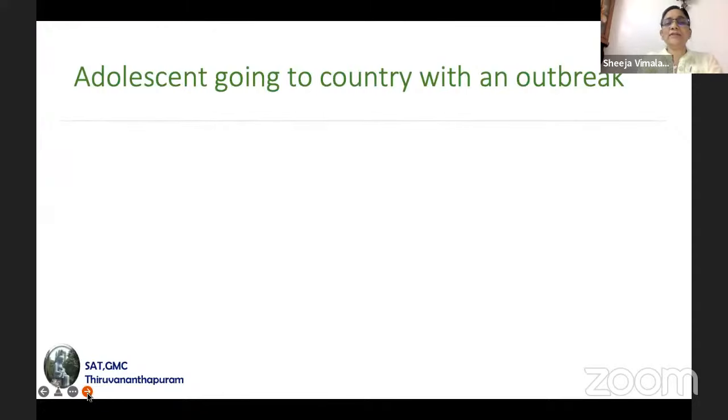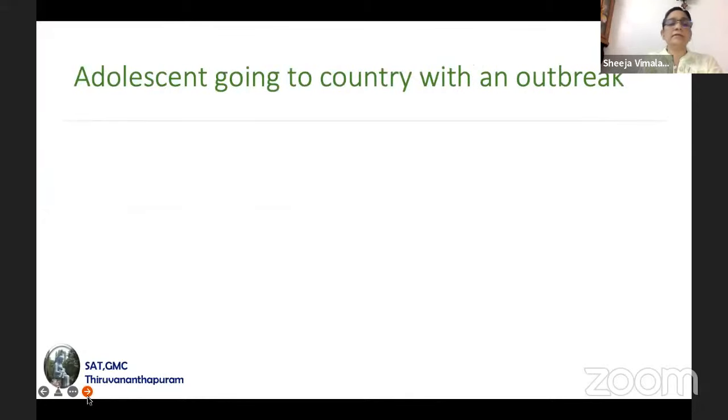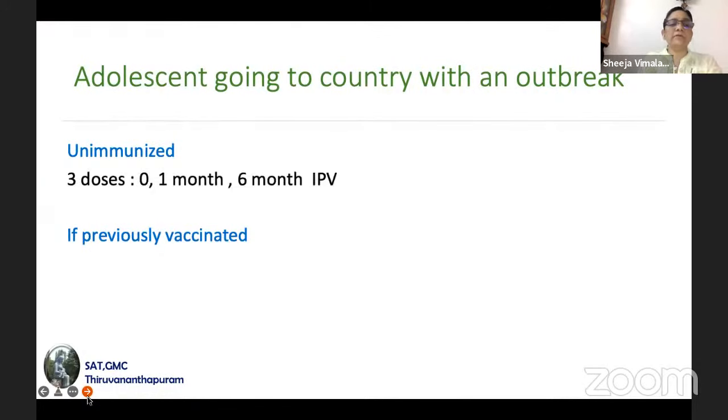Now the question is, an adolescent is going to a country with an outbreak of VDPV. And as I already said, 27 countries are reporting VDPVs. So it won't be rare that you are going to a country which is having an outbreak. To answer that question, the most rational thinking would be, what is the upper age limit of polio vaccine? As far as India is concerned, the upper age limit is 5 years. In the US, the upper age limit is 18 years. But what would be the recommendation for travelers? The recommendation is, if you are unimmunized, that means you have not taken any childhood polio vaccines or IPV, then you need to take 3 doses of IPV at 0, 1, 6 months. Always remember, almost all the skilled vaccine schedules are like this, right?